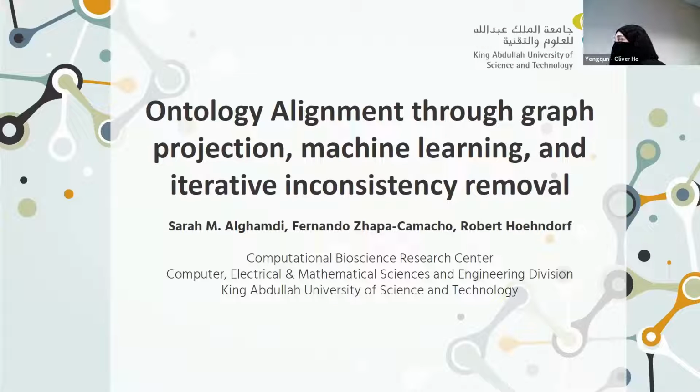I'm a student at King Abdullah University of Science and Technology. Today I'll be presenting a work that I've been doing for not a long time, so it's not a really complete work, but I would like to share with you the ideas that I have here. The work is about ontology alignment through graph projection, machine learning, and iterative inconsistency removal. This work is a collaboration with one of my colleagues at KAUST, Fernando.